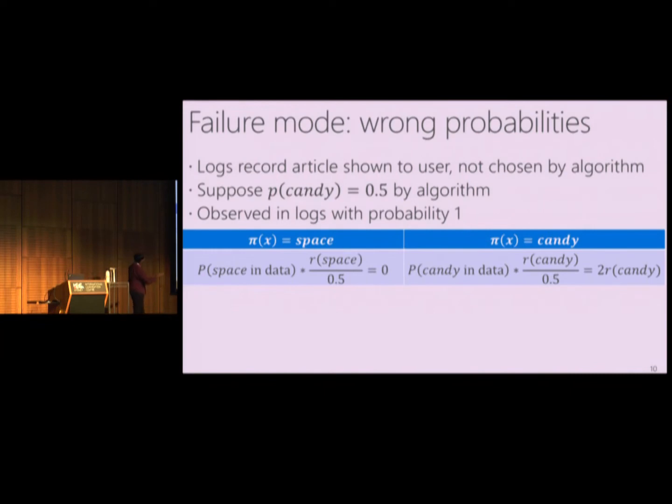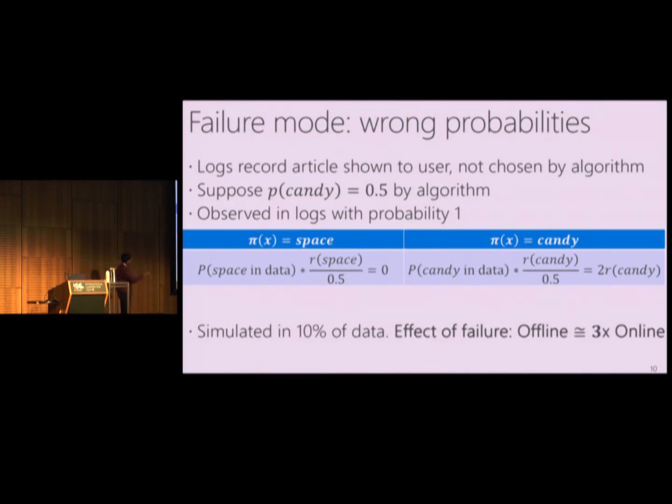However, we have a problem here that we actually never observe the space story in the data. So this probability is 0, whereas we think the probability is half. So we just end up estimating pi's value as 0, irrespective of how good the story is. On the other hand, for the candy story, we think we picked it half the time. We picked it with probability 1, so we overestimate the reward by a factor of 2. What this means is that we cannot trust our offline evaluation anymore when these mismatches start happening.